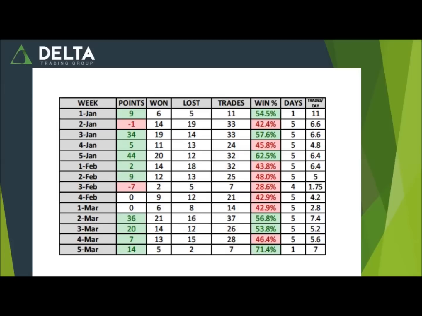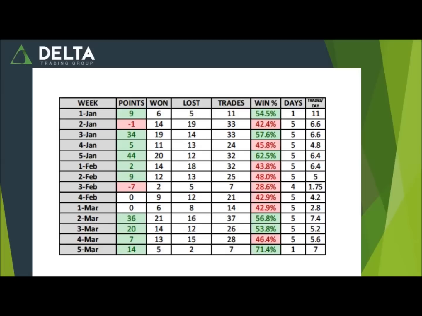Now, as you can see by the individual weeks, February didn't fare too well. In fact, February ended up with an average win ratio of just 43.53% wins, which was only about 4 points. March picked back up again and gave you about 77 points, which was about a 52.68 win ratio.